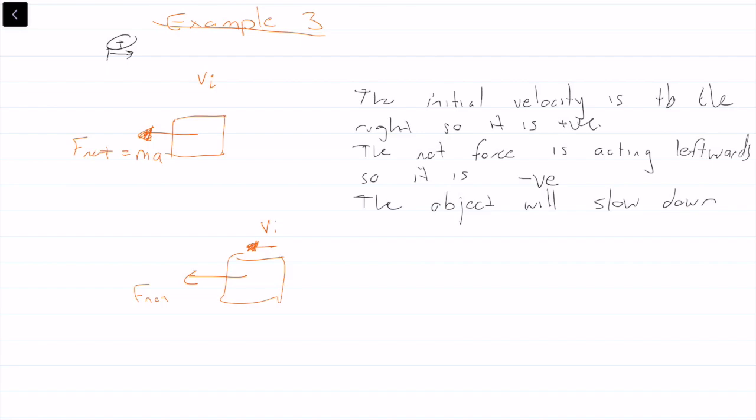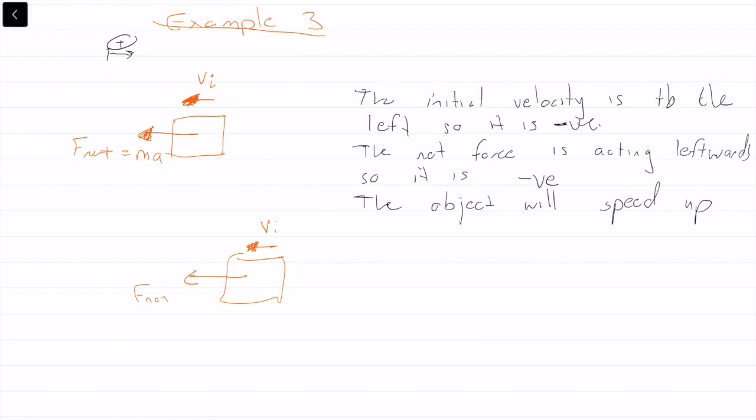If we work with the same sentences I've got here, looking at this example now, the initial velocity is to the left, so it is negative. We have a negative velocity. The net force is acting to the left as well, so that is negative too. So it's moving leftwards and the net force is acting to the left, so the object will speed up.